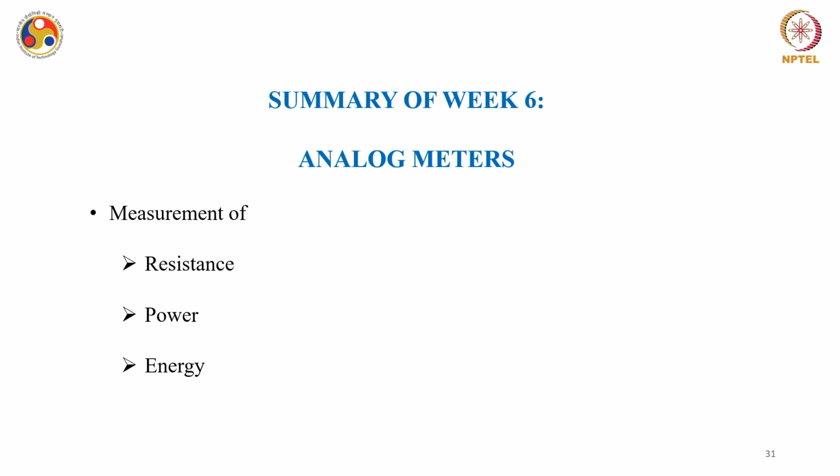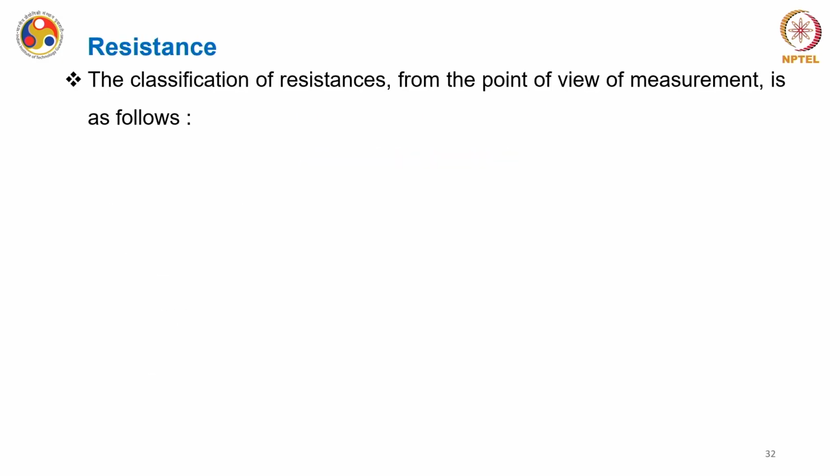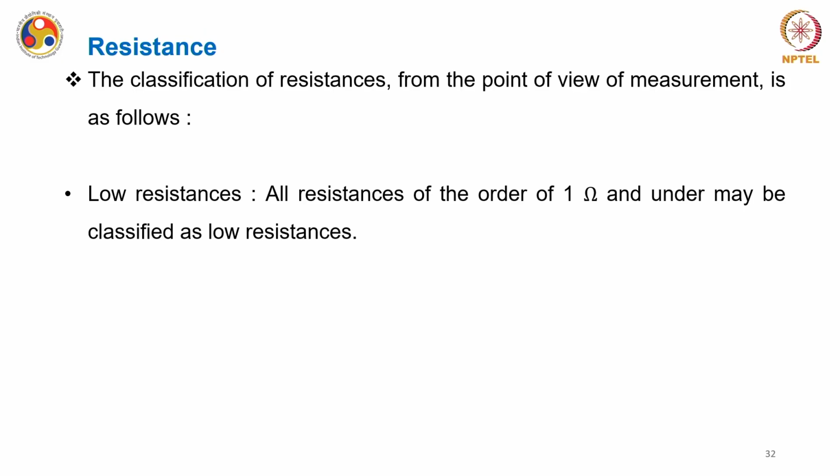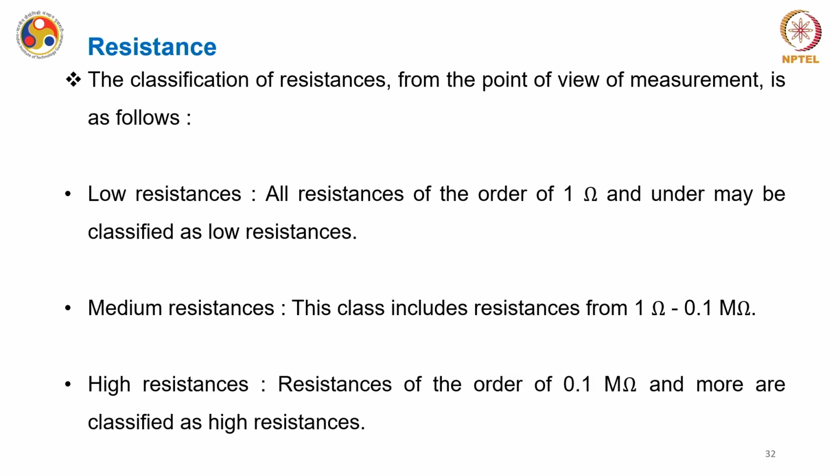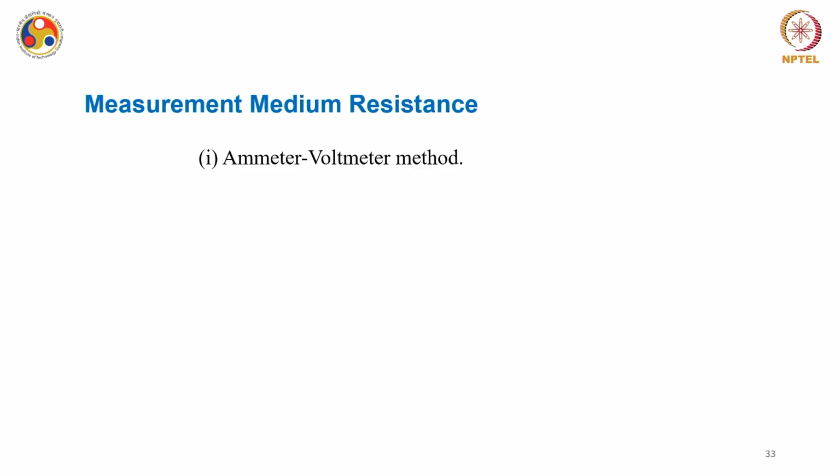Okay. In week 6, we focused on measurement of specific quantities like resistance, power and energy, and here we talked about different ways to measure resistance. But before we actually jumped into measurement of resistances, we classified the resistance ranges into different regimes. Resistances of the order of 1 ohm and under we called low resistances, while the range from 1 ohm to around 100 kilo ohm, or say 0.1 mega ohm, we called medium resistance, and anything above 100 kilo ohm we called high resistances, and we utilized different techniques for measurement of these.